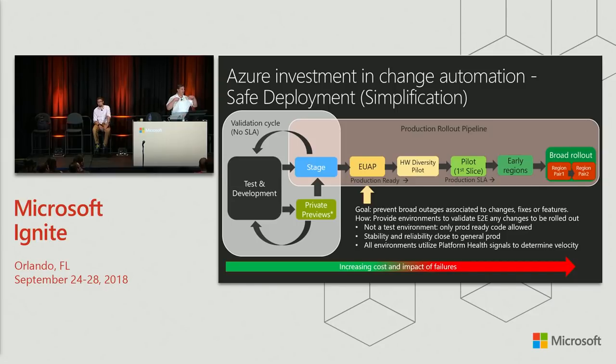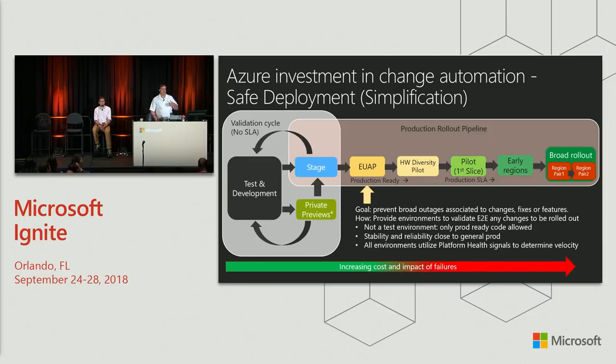So change automation, the investment that we're making in it, we have a concept that we call safe deployment framework or safe deployment program. All changes, all code that's released, config that's released, because config is code, goes through this cycle. And it starts in test and development, right? Moves on to stage once it's finished that test dev. Okay, that's pretty good. No, we want to tweak some things, goes back to test dev.